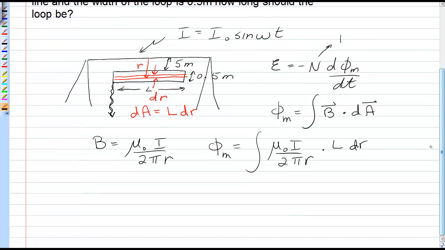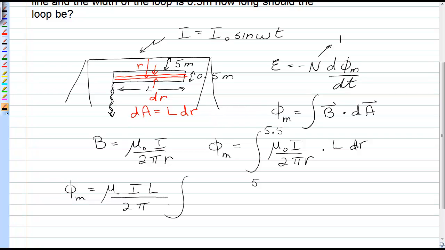Now, the limits of integration for that are the limits on r, so it goes from 5 meters to 5.5 meters. Now, everything that does not depend on r can come out of that integral. Even if it does depend on t, that doesn't matter. So we have mu naught I L over 2 pi integral of dr over r from 5 to 5.5. And so we just pick up a ln in the expression for flux. The ln of 5.5 over 5.